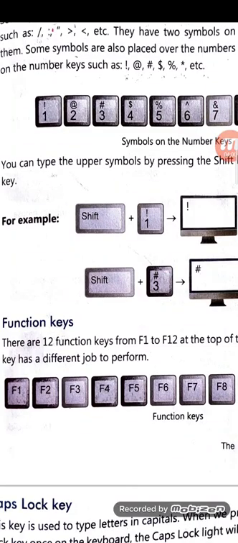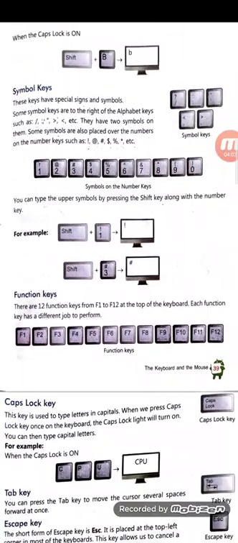Now see function keys. There are 12 function keys from F1 to F12 at the top of the keyboard. Each function key has a different job to perform. So from F1 to F12, these keys are known as function keys.